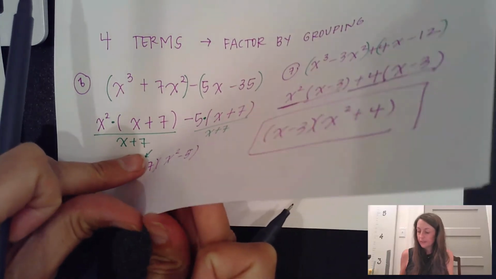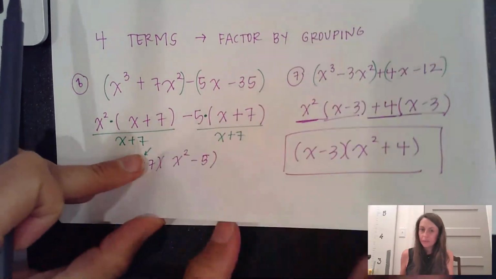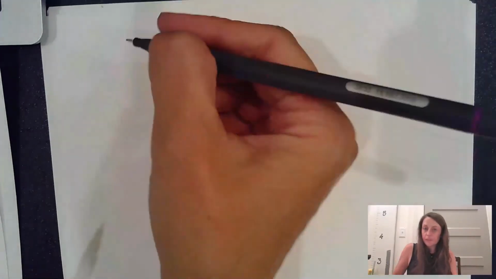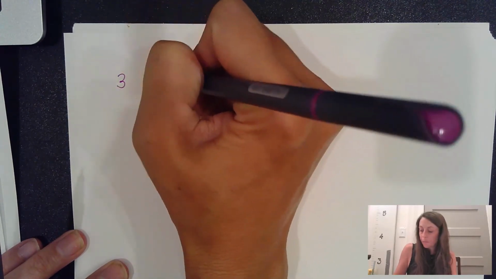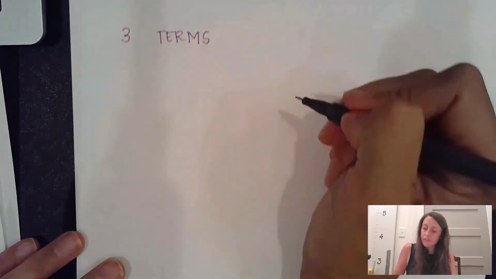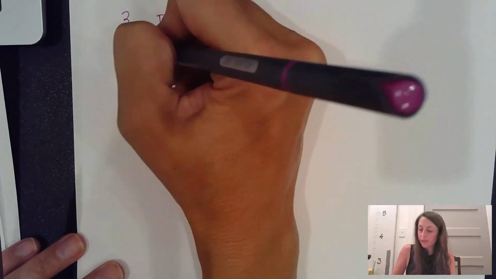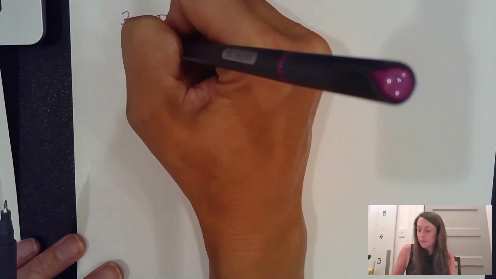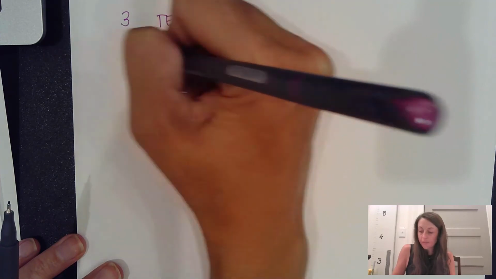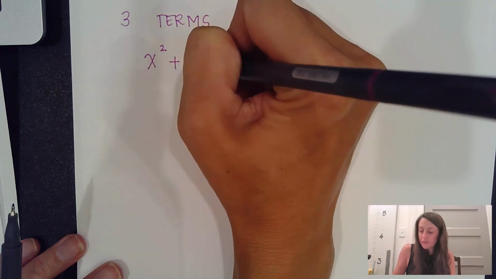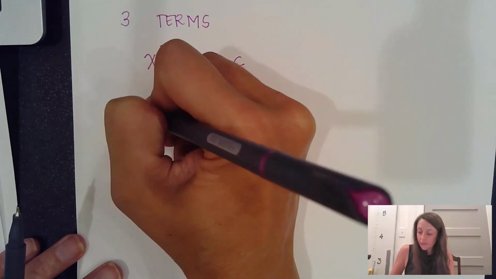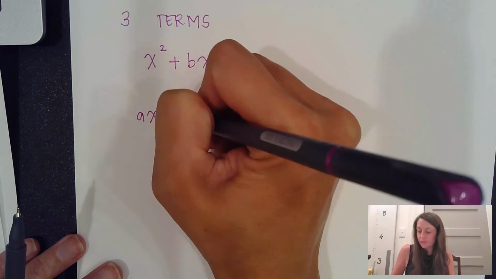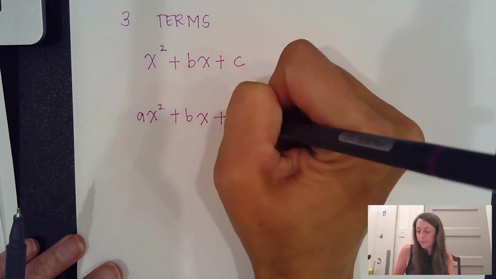All right. So then you've got three terms. So three terms, you've got two ways to do three terms. When there is nothing in front of the x squared. So three terms is just a trinomial. So x squared plus bx plus c. So you have that one. And then you have it where there is a number in front of your x squared.